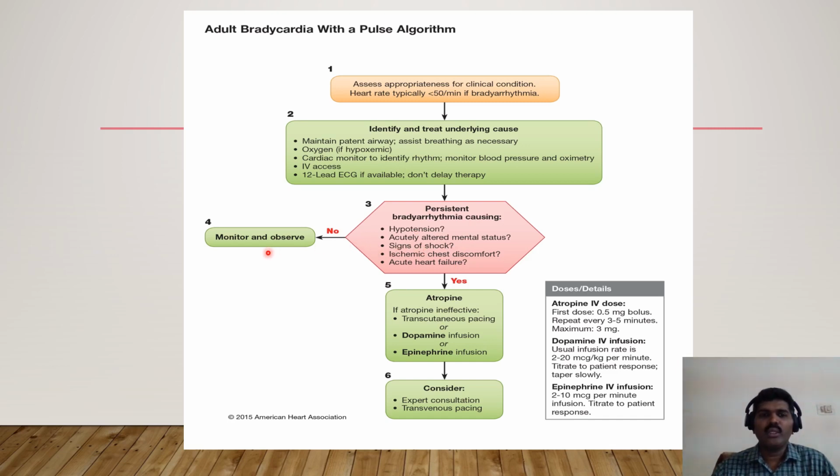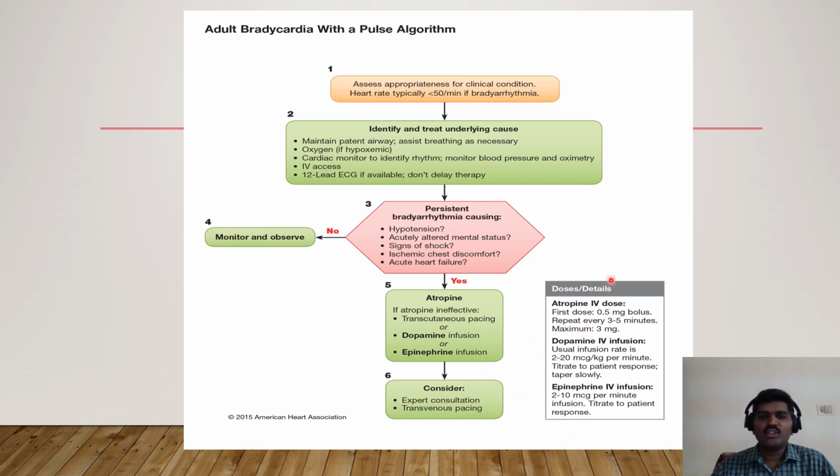You need to monitor and observe the patient. Stable bradyarrhythmia doesn't require any immediate therapy. If the patient is unstable, you start with atropine. If atropine is ineffective, you can go for transcutaneous pacing, or if transcutaneous pacing is not immediately available or expertise is not available to start it immediately, you can start dopamine infusion or epinephrine infusion. Consider expert consultation and transvenous pacing as early as possible.